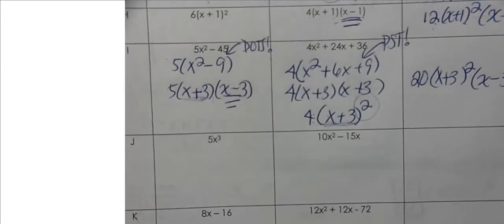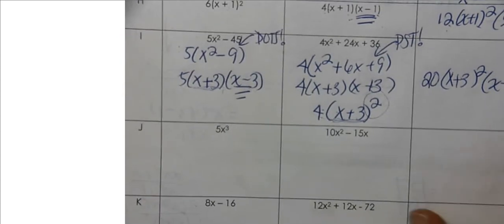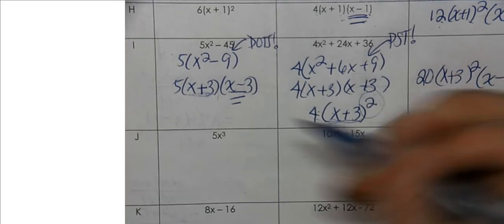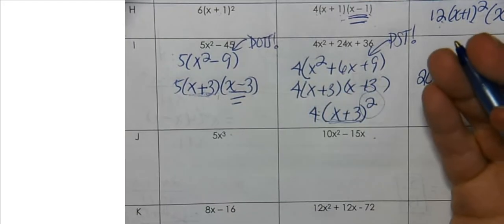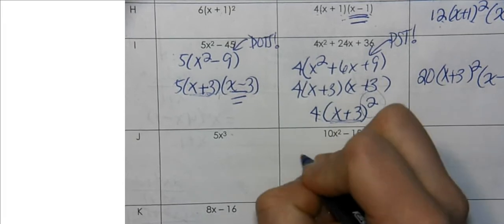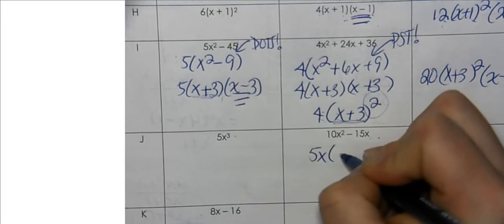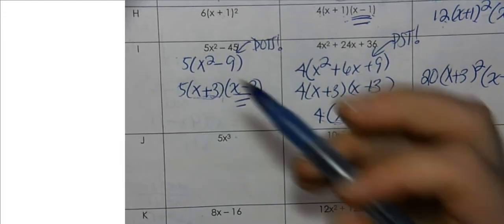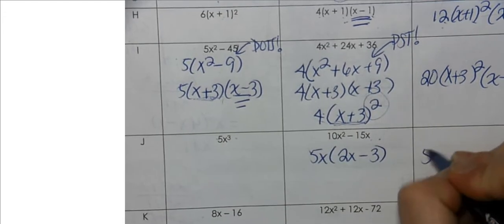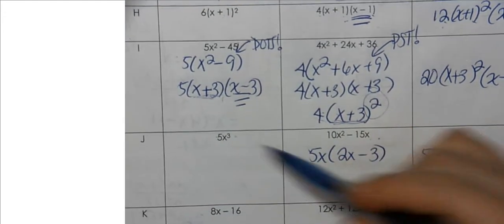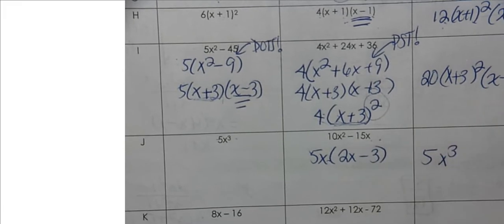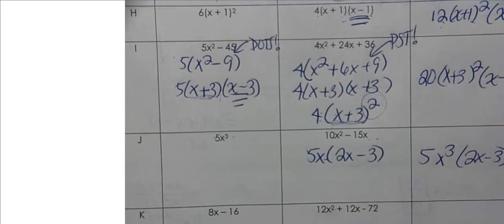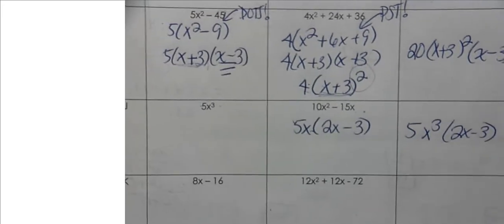Let's look at letter J and letter K. For letter J, we have 5x cubed and 10x squared minus 15x. For 5x cubed, there's nothing really to simplify here, but 10x squared and 15x both have in common a 5x, with the leftovers being 2x minus 3. So between 5 and 5, your least common multiple is 5. Between x cubed and x, x cubed wins. It's the highest degree. And then we need 2x minus 3 to be represented as well. So there is your least common multiple.